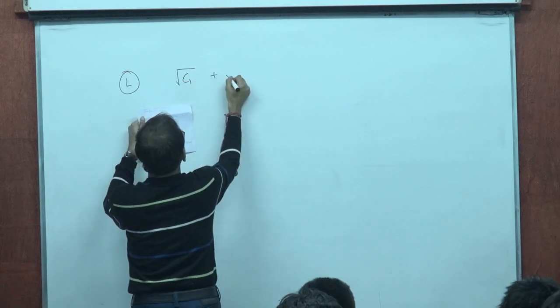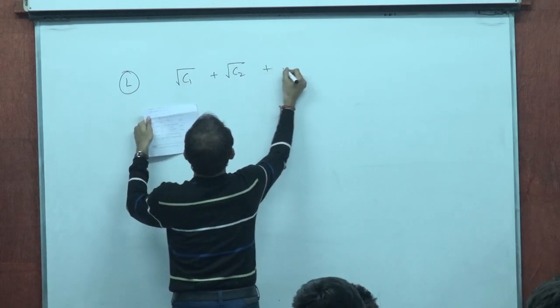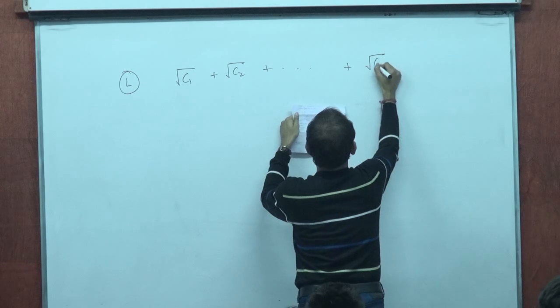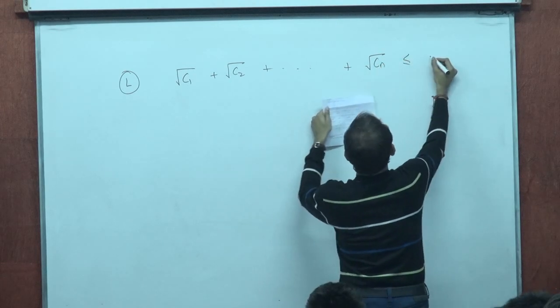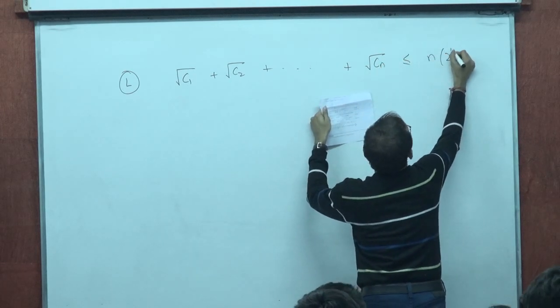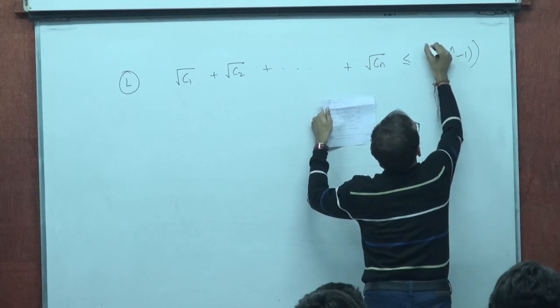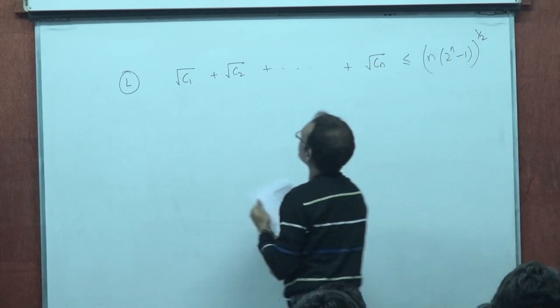Root C1 plus root C2 plus root Cn is less than or equal to n into 2 to the power n minus 1, whole to the power half. True or false?